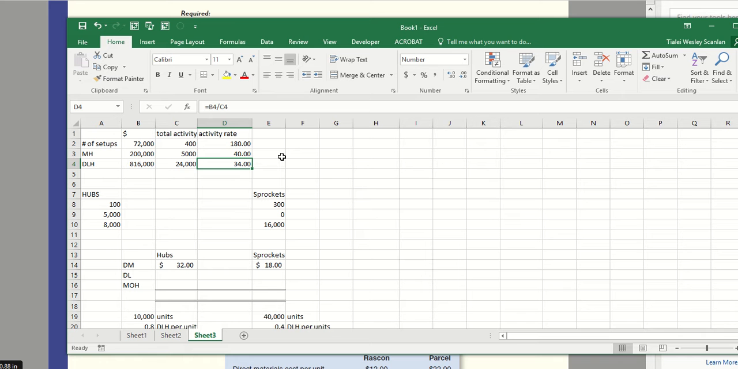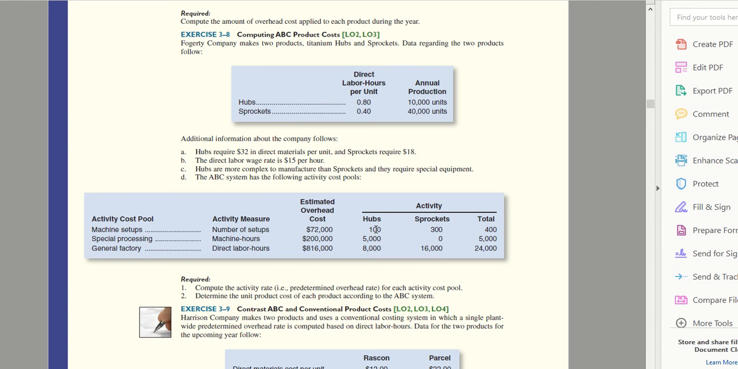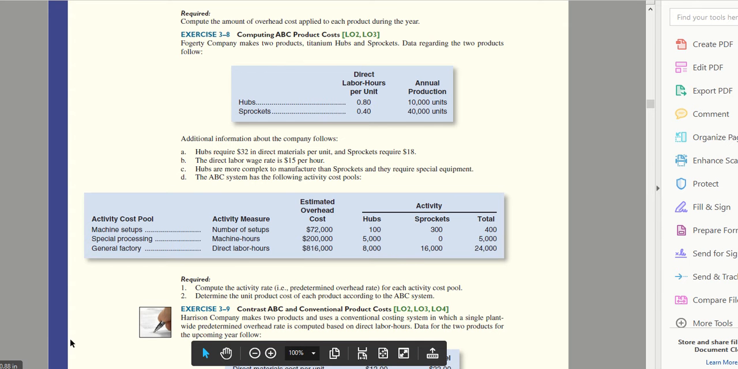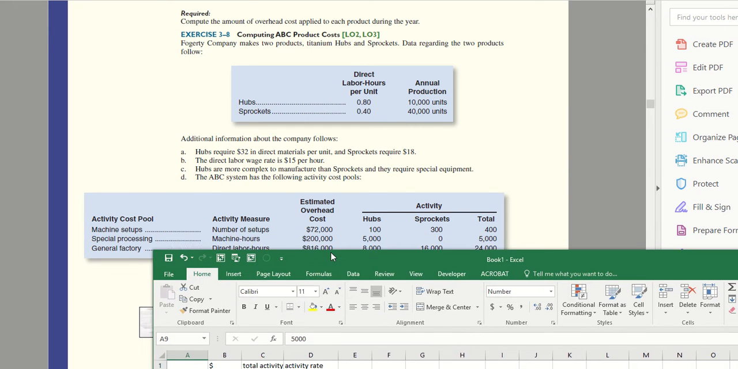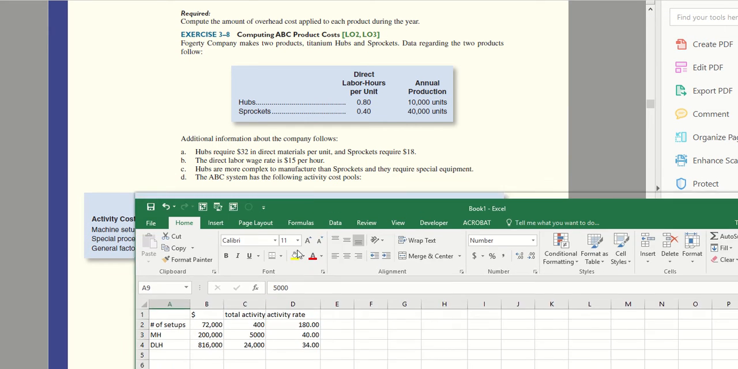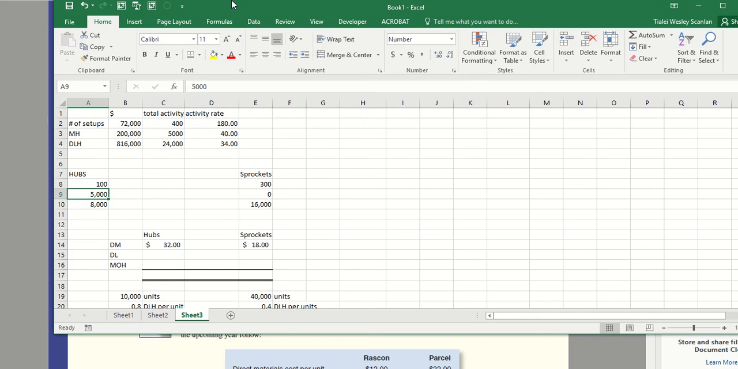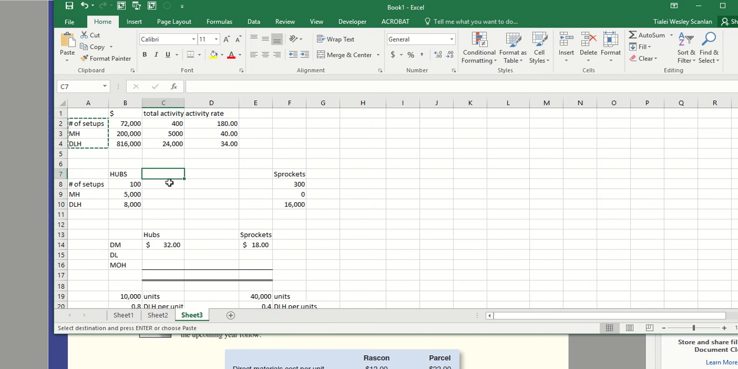Now we need to see how much each of our products uses up in their activities. So 100 setups for hubs, 5,000 for machine hours, 8,000 for direct labor hours, and then the sprockets there. Let's double check my numbers: 100 for the hubs, 5,000, 8,000, sprockets 300, 0, 6,000. So we have the activity, number of setups, and this is our activity rate. And maybe I can make that more clear. Number of setups was 100. Okay, there we go. And there's our activity rates.